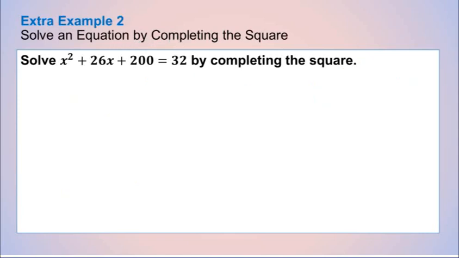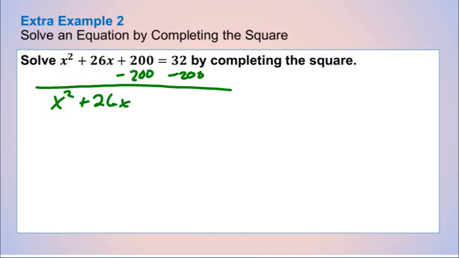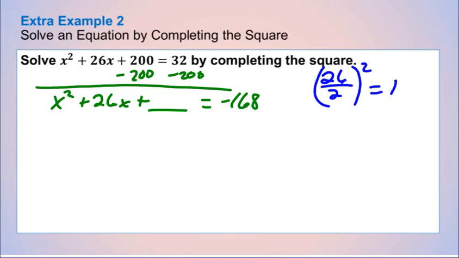Next, again, I'm going to subtract 200 on both sides and then rewrite what I have. So I have x squared plus 26x plus blank equals, and 32 minus 200 equals a negative 168. Okay, so I take my b, 26 divided by 2, which is 13. 13 squared is 169. So I put 169 here.